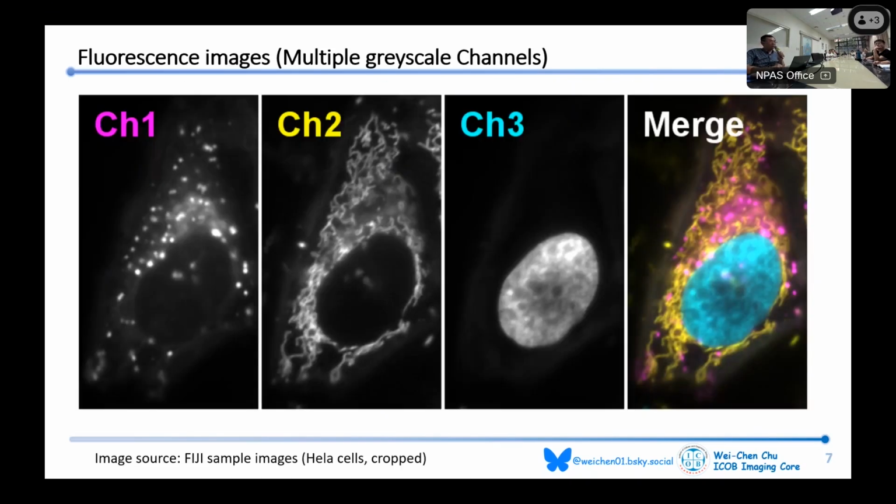For fluorescence images, we take multiple grayscale channels, for example, channel 1, channel 2, and channel 3. And then we assign those grayscale images to a certain color, a certain lookup table. For example, channel 1 we assign to magenta. Channel 2, this should be mitochondria, we assign to yellow, and channel 3 is assigned to cyan. And then we merge them together. So we have 3 individual channels.